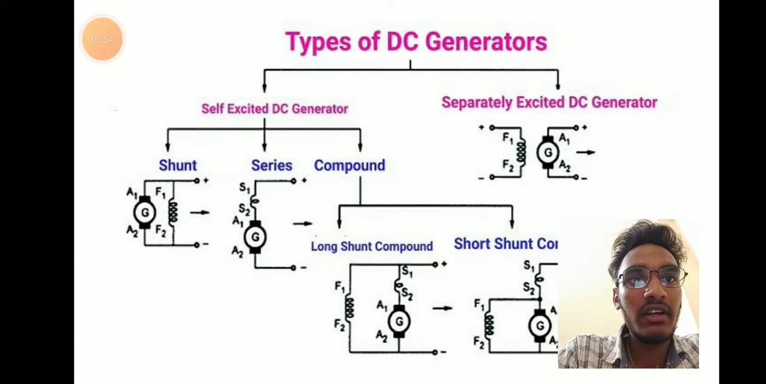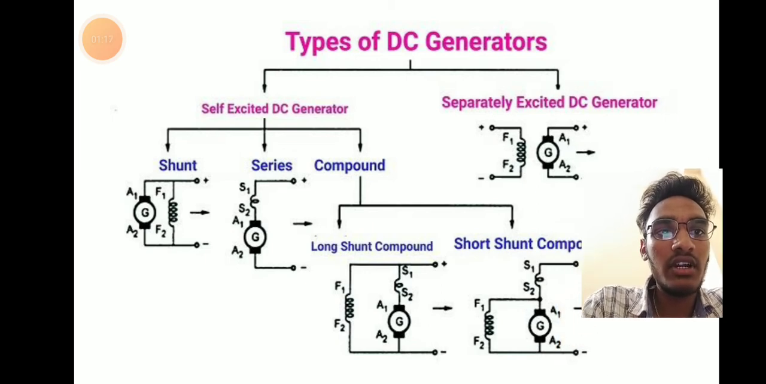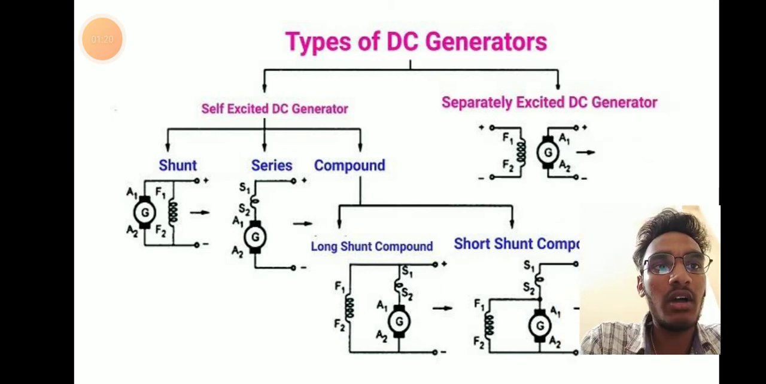Types of DC generator is classified into two types: self-excited DC generator and separately excited DC generator. Self-excited DC generator is classified into three types: shunt, series, compound. Compound DC generators are classified into two types: long shunt compound and short shunt compound.